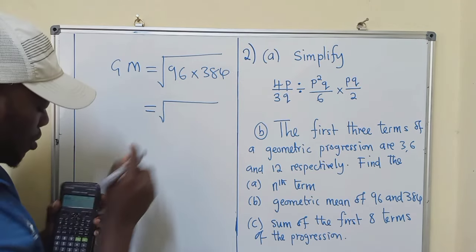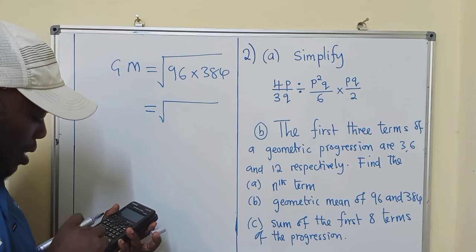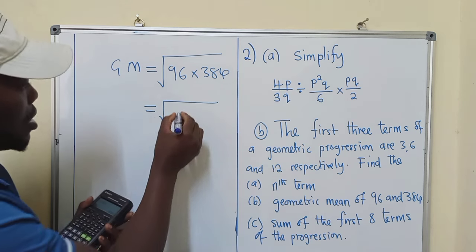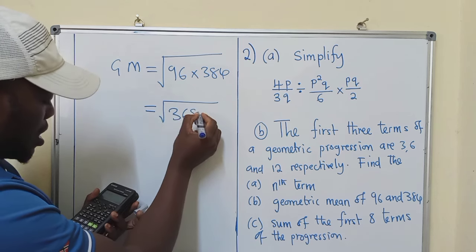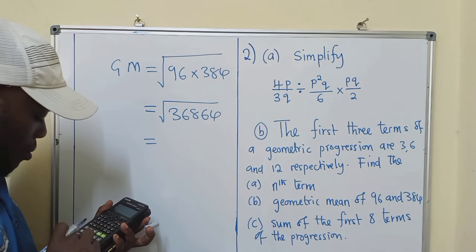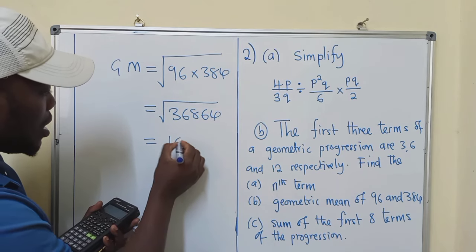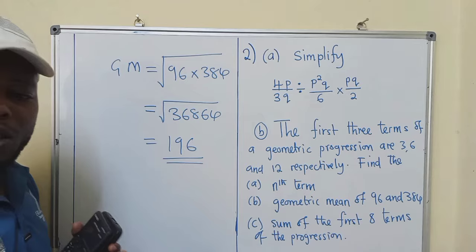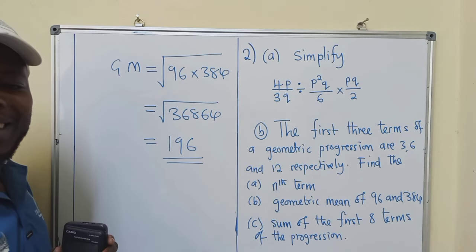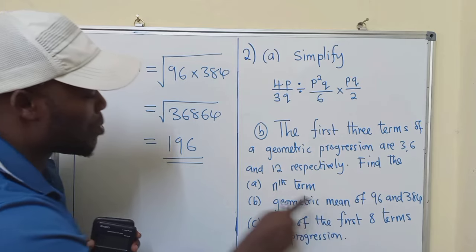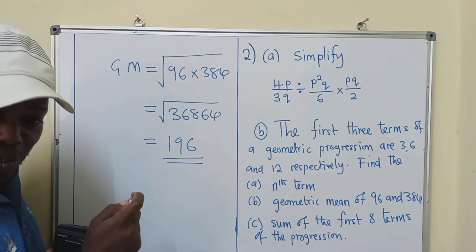Yeah. So when you punch 96 times 384, you're getting 36864, and the square root of this is 192. And this is our answer. You see that mathematics is very simple. Yeah, it's simple and straightforward. So remember, when you've been told to find the geometric mean, this is what you need to do.